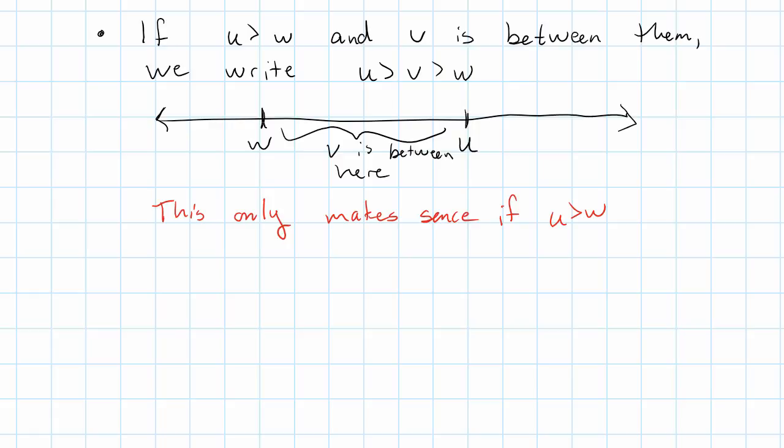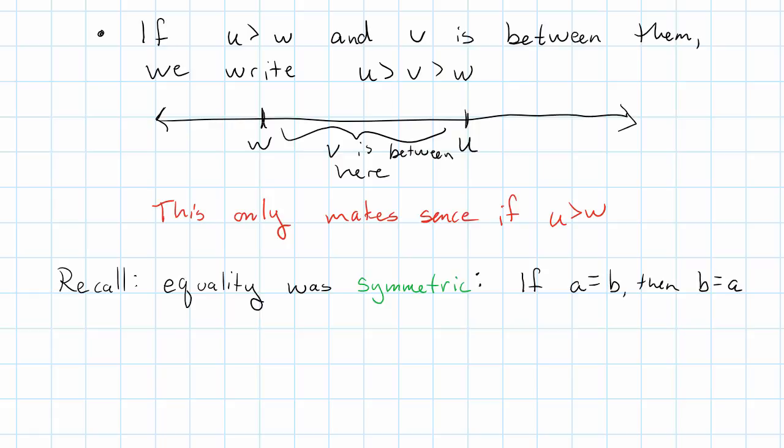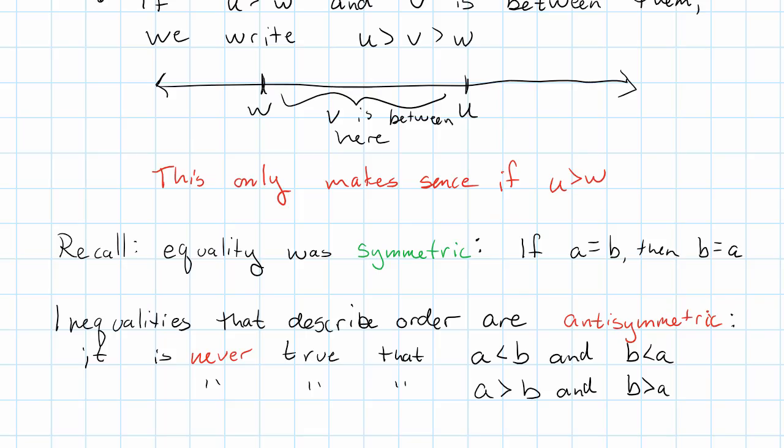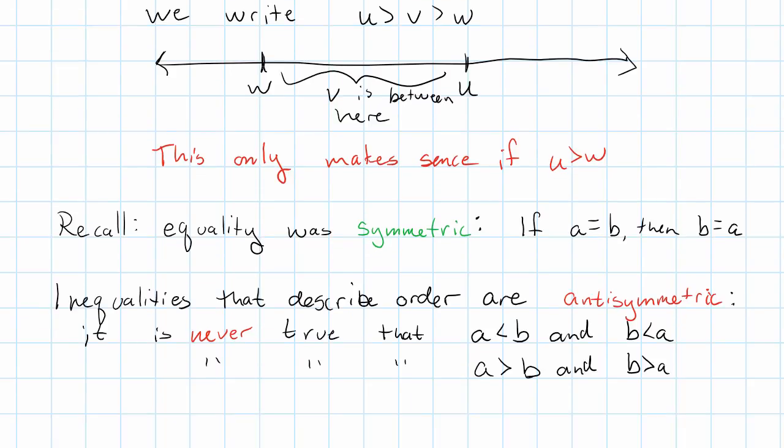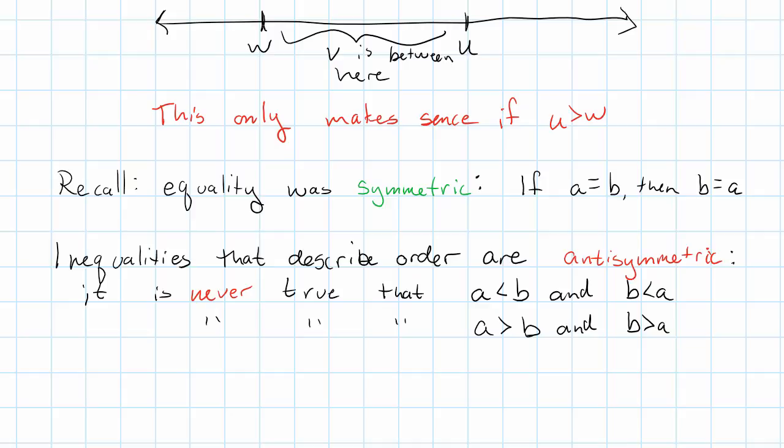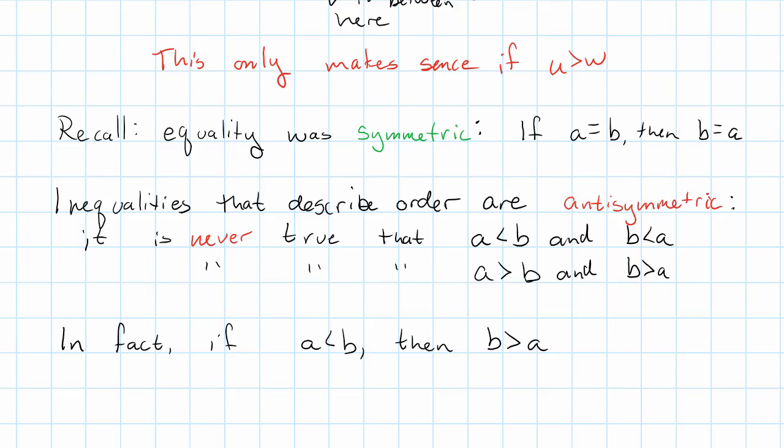Here's one that's very different. Remember that equality was symmetric. Inequality is just the opposite. It's never true that A is less than B and B is less than A at the same time. It's never true that A is greater than B and B is greater than A at the same time. If we use both symbols at once, in fact, we can reverse the order by reversing the symbol.